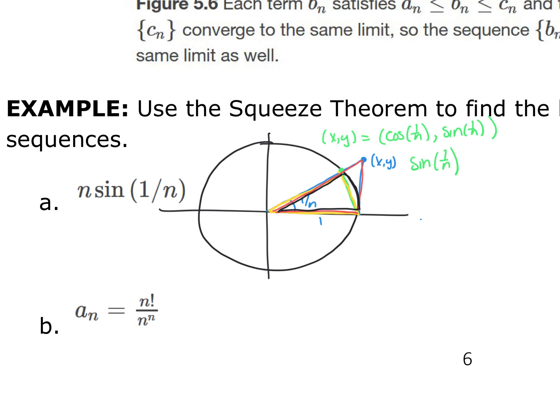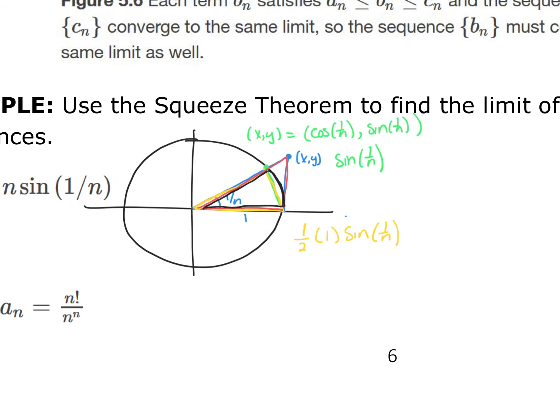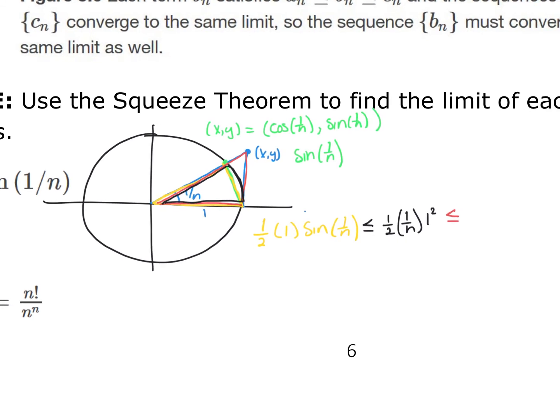The area of the yellow triangle is going to be 1/2 the base, which is 1, times the height, which is the sine of 1 over n. That's going to be less than or equal to the area of the sector, which is 1/2, using my area of the sector formula, 1 over n, and then my radius squared, which is 1. And that's going to be less than or equal to my red triangle, which is going to be 1/2 my base of 1 and my height of the tangent of 1 over n.